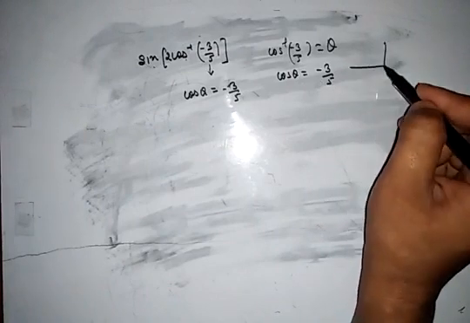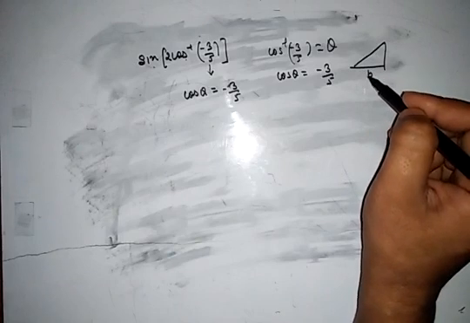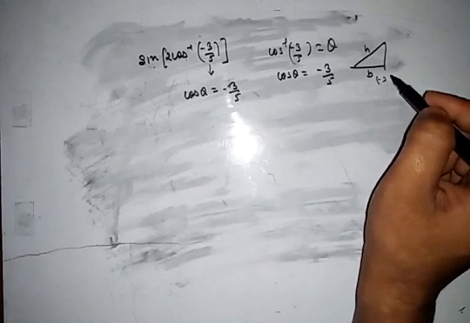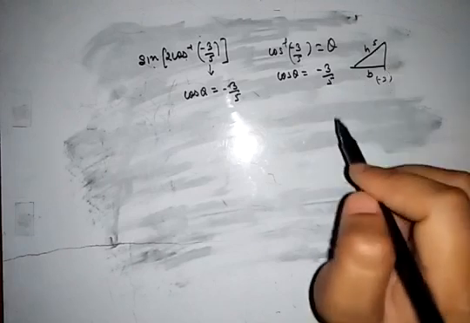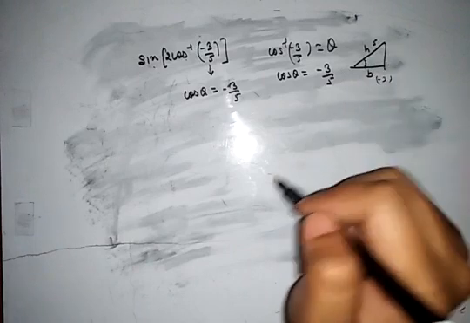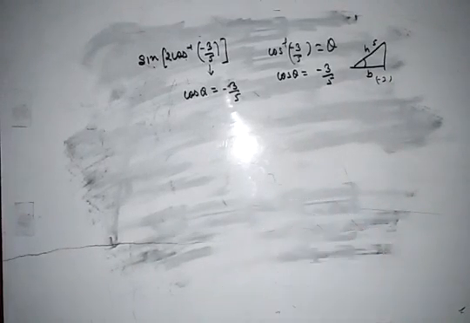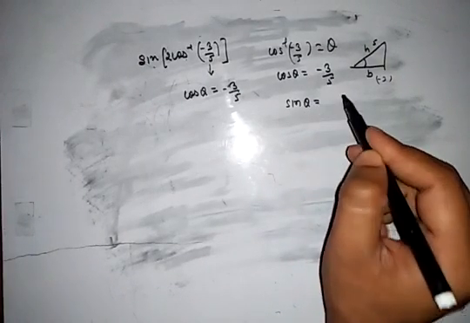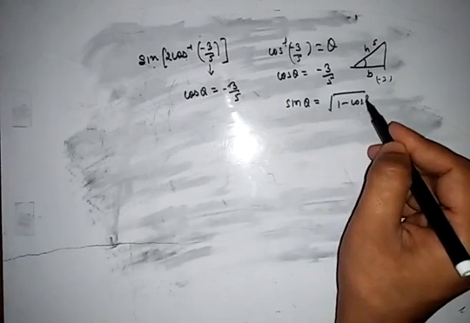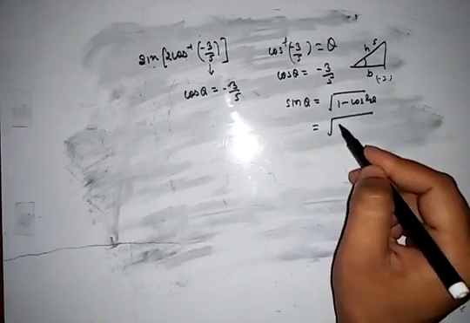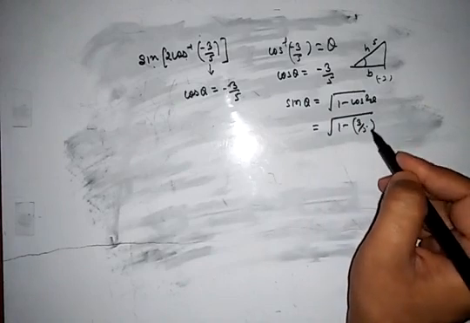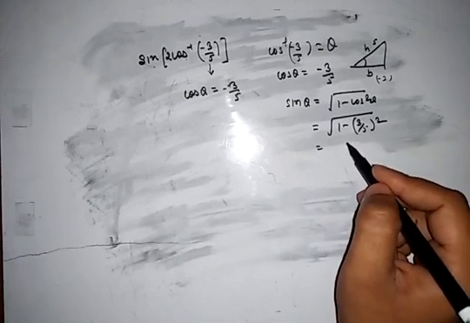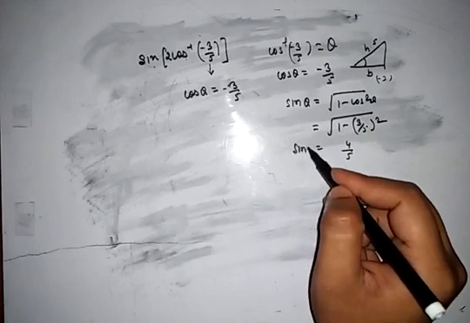If you see here, cos is nothing but b by h. So if you put b is equal to minus 3 and h is 5, that is the same. In a similar way you can find sine theta. Since you know cos theta, sine theta is nothing but under root 1 minus cos square theta. So 1 minus 3 by 5 whole square, 25 minus 9, that is 16 by 25, which is 4 by 5.